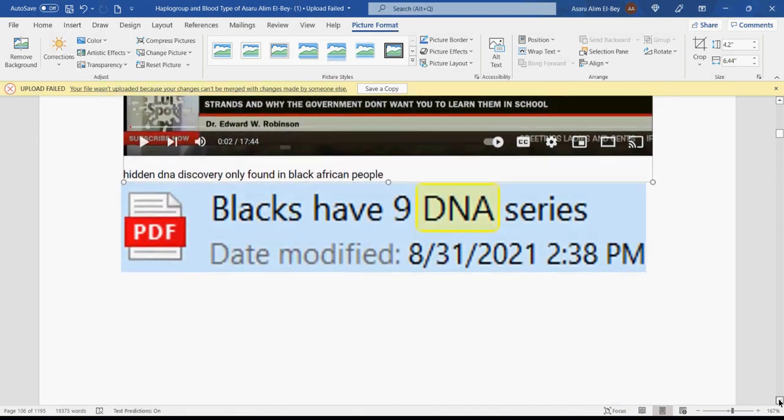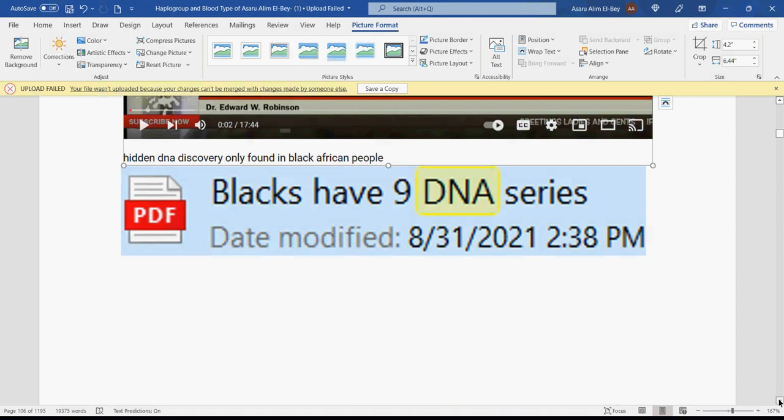You can see this on hidden DNA discovery only found in black African people. Now, of course, they got to use black African people, as if black wasn't enough or African wasn't enough. They got to say black African people. But anyway. It's not black, brother. Right.